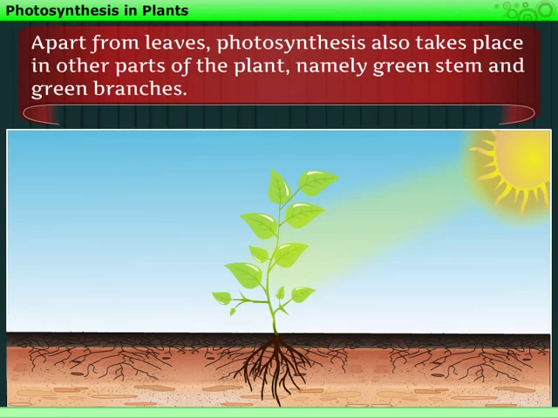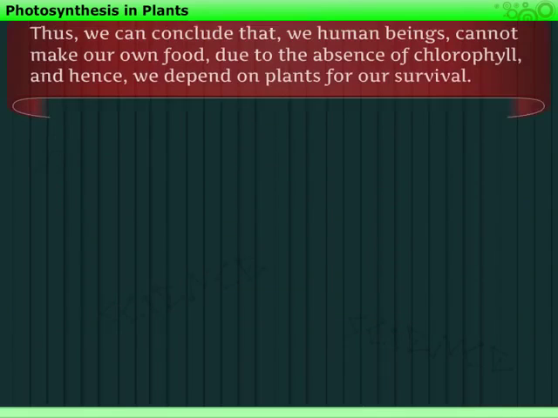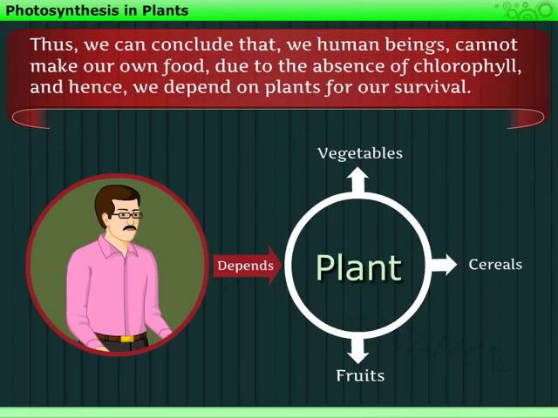Apart from leaves, photosynthesis also takes place in other parts of the plant, namely green stem and green branches. Thus, we can conclude that we human beings cannot make our own food due to the absence of chlorophyll, and hence we depend on plants for our survival.